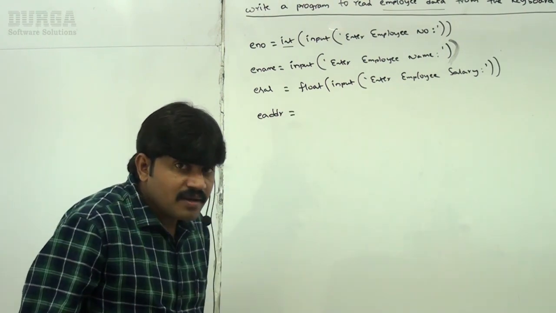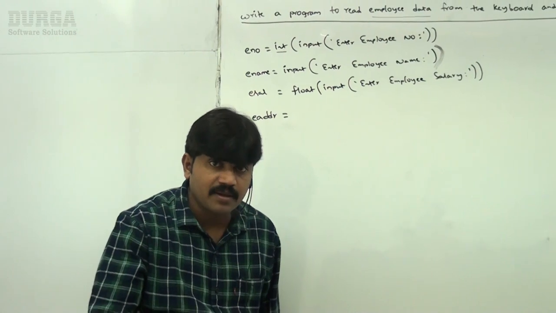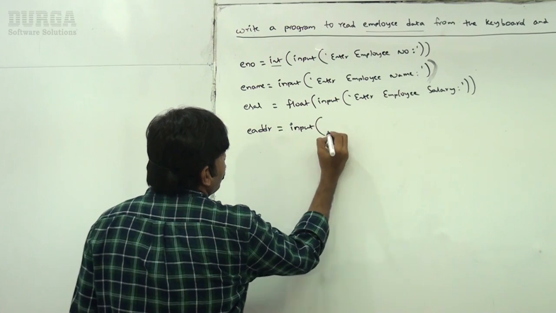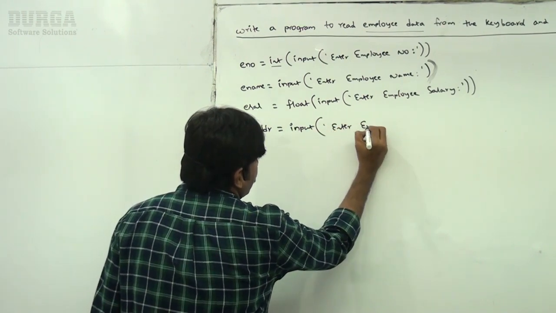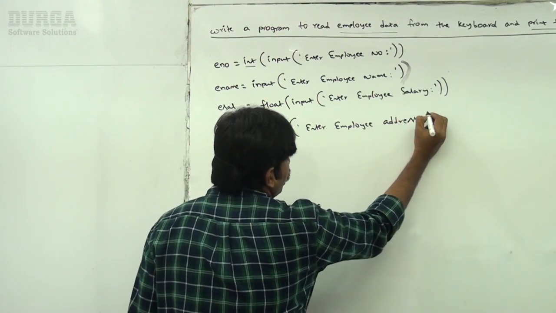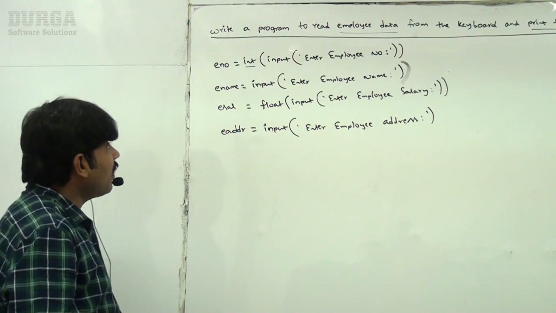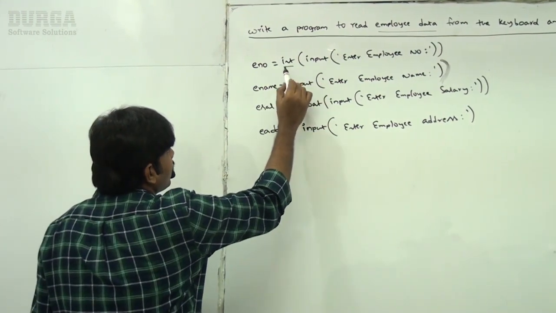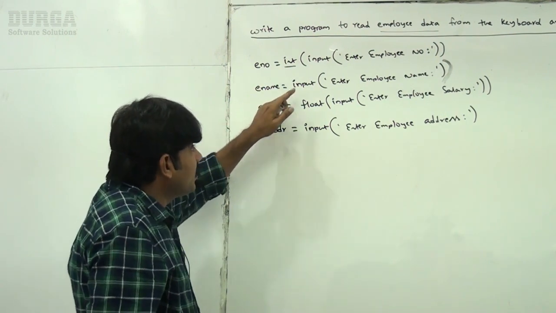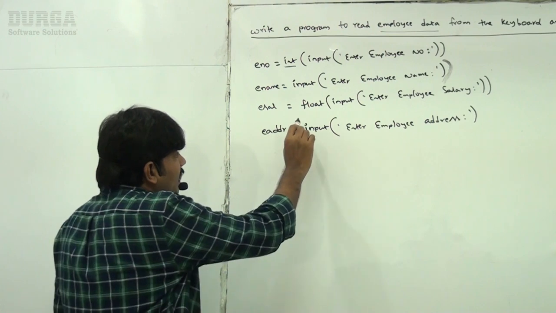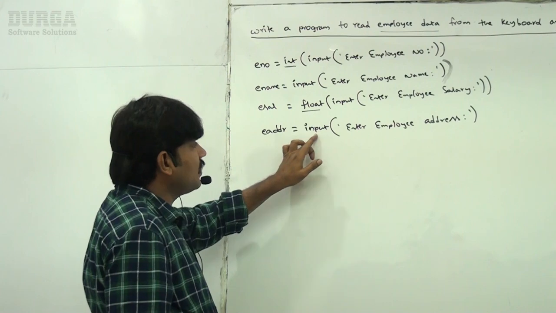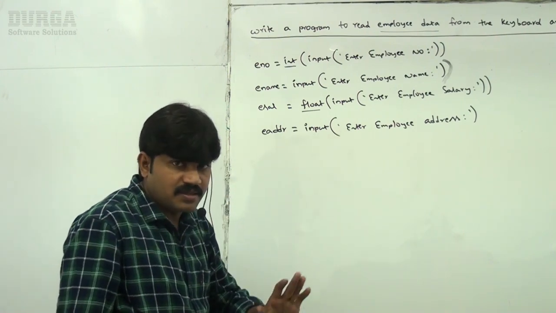Sir, have you remembered, address is always a string type, maybe Hyderabad or Bangalore or Chennai, like a string type. Now what I'm trying to take is input of enter employee address, maybe city. Here I want to consider only city, right? Now have a look once. If employee number is int type, compulsory we need to use a typecasting function. But employee name is a string type, no typecasting. But employee salary is float type, so typecasting is required. Employee address does not need typecasting because it is a string type.